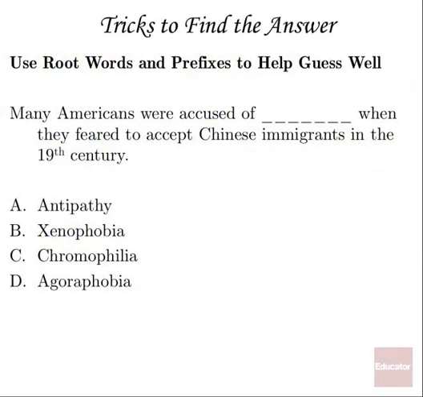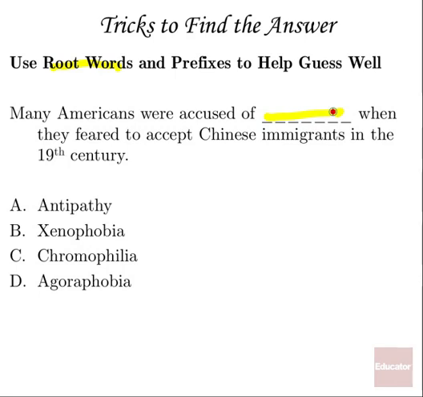Use root words and prefixes to help guess well. So, go back to those previous lessons and remember those root words that I gave you. And let's figure out what might fit here. Many Americans were accused of blank when they feared to accept Chinese immigrants in the 19th century. So, we got a bunch of words here, and I've never seen these words before. Antipathy, xenophobia, chromophilia, and agoraphobia. Wow, these are unusual words. I've never seen these before.